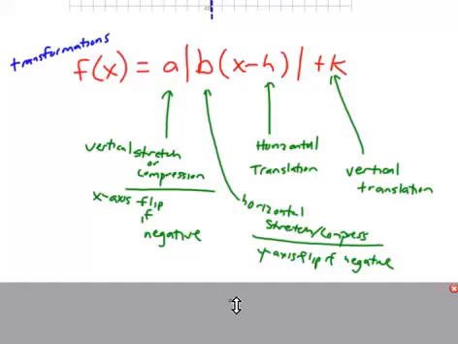And then K is any number that's on the outside of the absolute value being added or subtracted, that's going to control vertical translations. It's going to slide the V up and down.